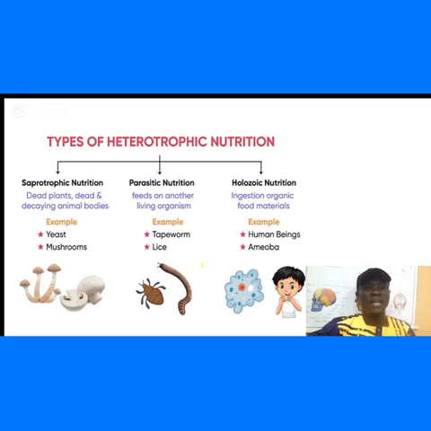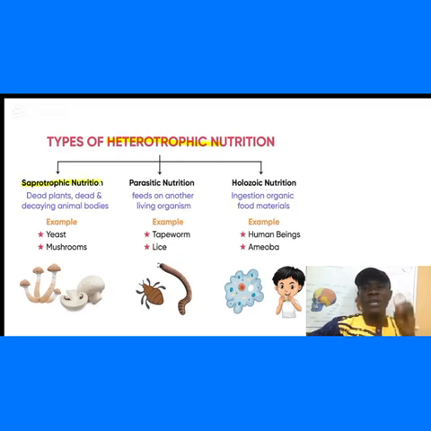Next on our slide we have the types of heterotrophic. Thank God the spelling of heterotrophic here is correct, so you have to take note of it. We have three main types of heterotrophic. We have the saprotrophic nutrition.